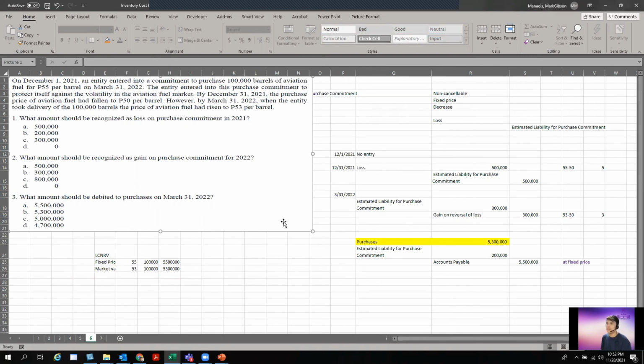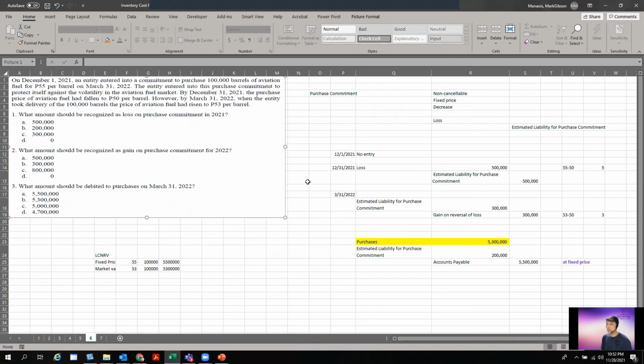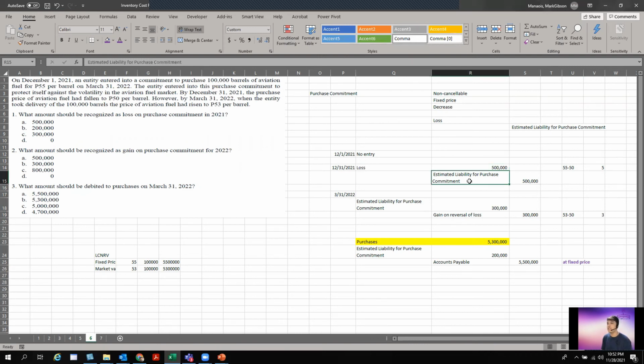So let's have problem number 5, isa-isahin natin. Okay? So December 1, of course, when you enter into purchase commitment, there is no entry or accounting entry required. But on December 31, 2021, ito yung at year-end reporting, of course, we have to recognize loss. So paano yung computation natin? 55, again, this is the purchase commitment less the market price of 50 at December 31, 2021. So that's 5 pesos. So loss, debit 500,000, credit estimated liability for purchase commitment 500,000.